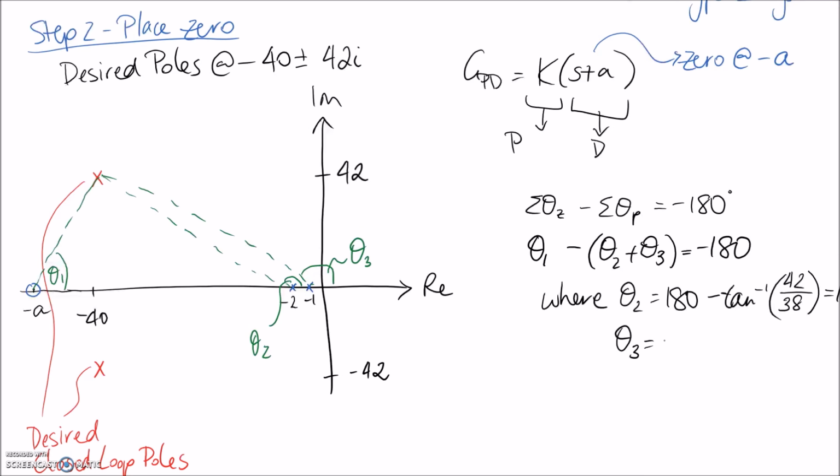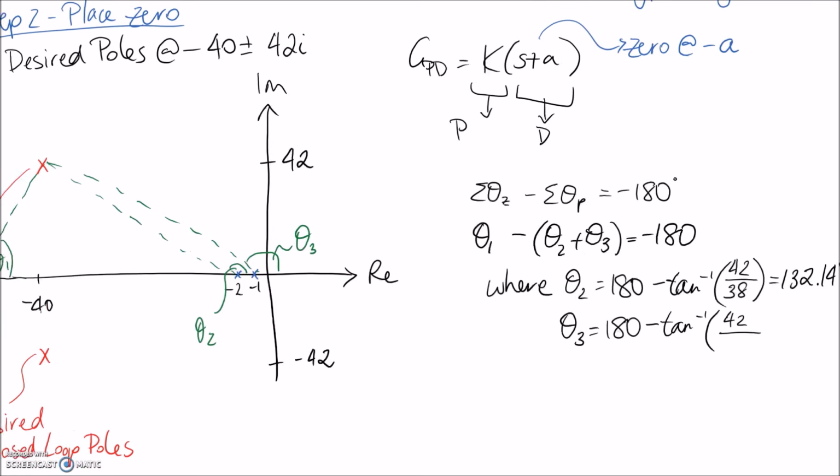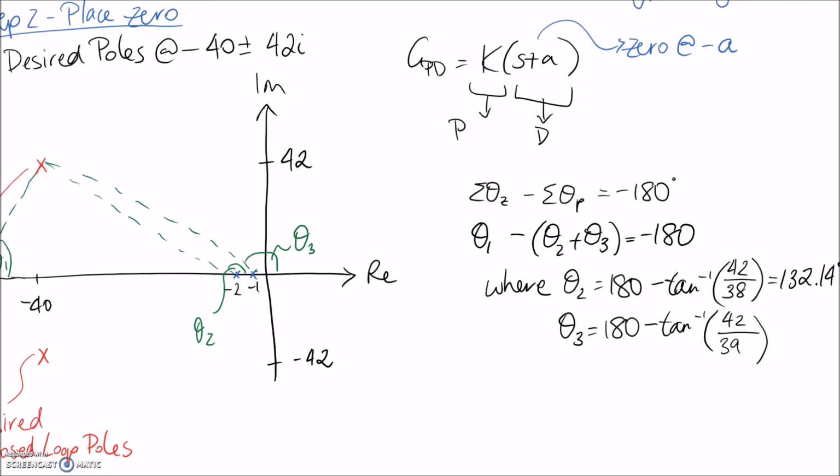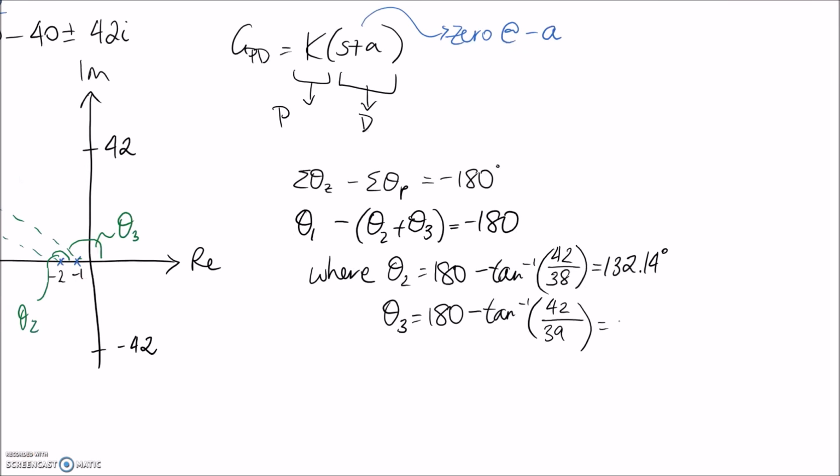Alright, so the next one I'll go for is theta 3, and I'm going to use the same kind of method. I'm going to take 180 degrees, the number of degrees in a straight line, and then minus away the piece in here. Again, I can use tan inverse of the opposite, which is still this height of 42, and the adjacent this time is the difference between 40 and 1, which is 39. So this one we end up with an angle of 132.88 degrees.